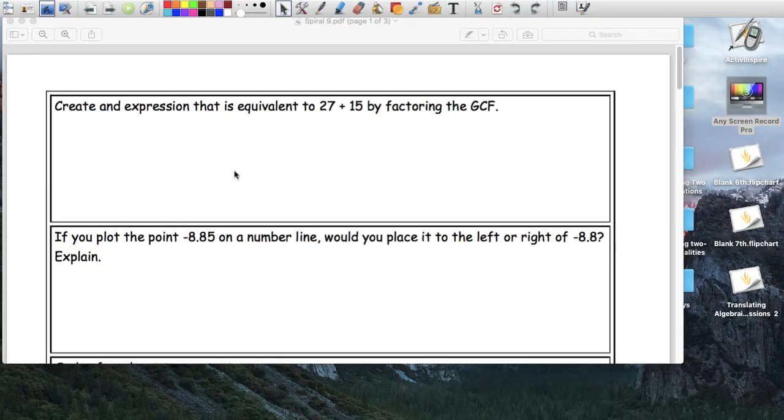Okay, so create an expression. Here we go. Create an expression, should say "an", not "and". So let's cut that out. That's equivalent to 27 plus 15 by factoring the GCF.